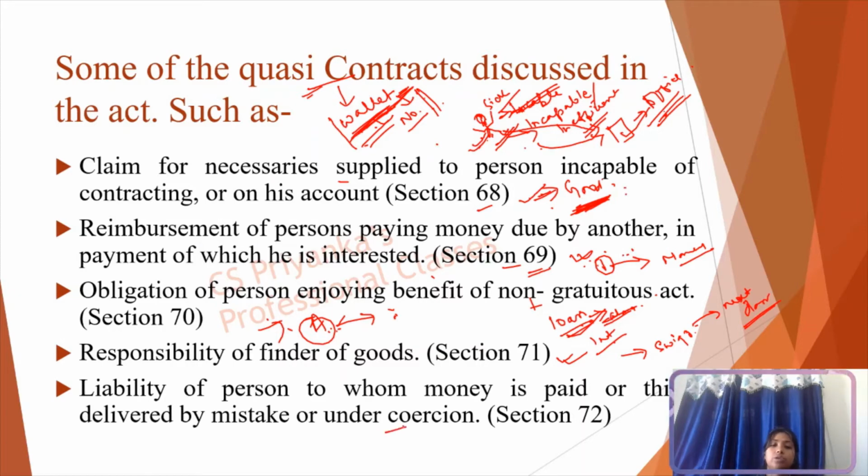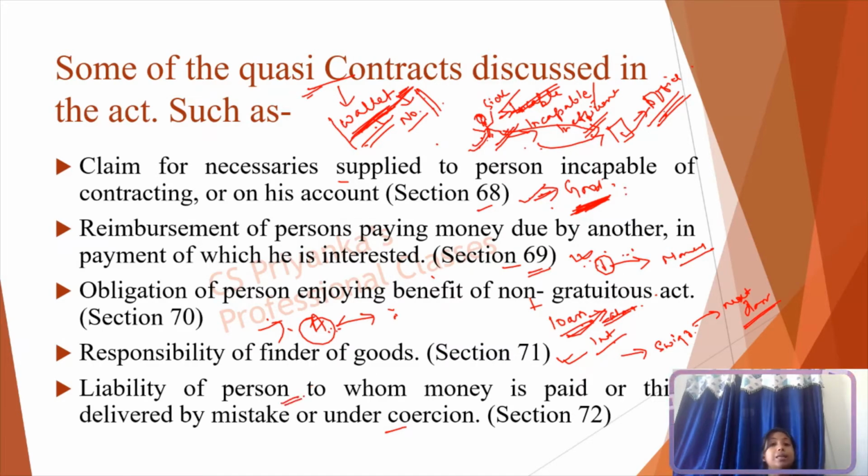Okay. And lastly, section 72 is telling the liability of the person to whom money is paid or thing delivered by mistake or under coercion. This is also the same as before. By mistake I received some goods, by mistake I received a payment, by mistake I received something which is not mine, so it is my responsibility to return it back to the actual owner, the actual person who is supposed to get that. So this is the liability of the person.